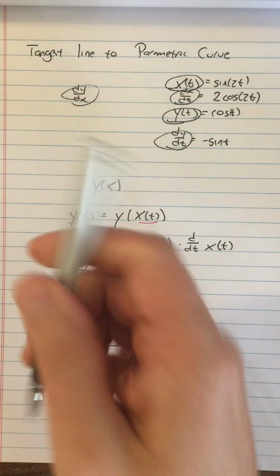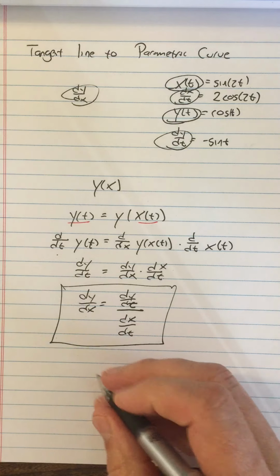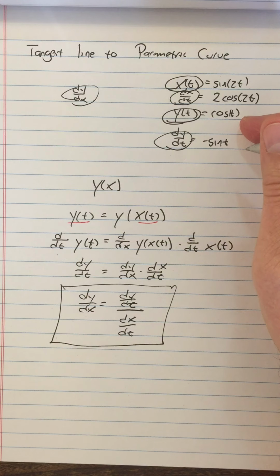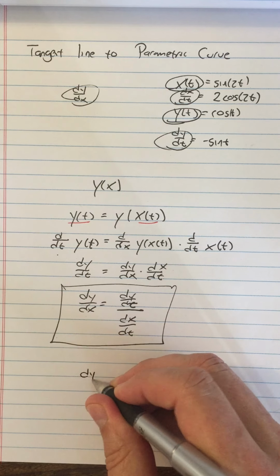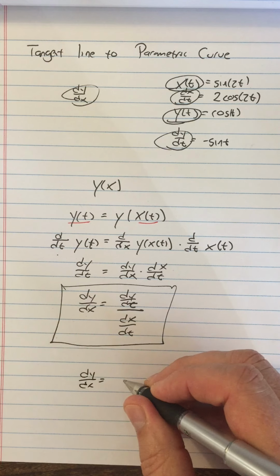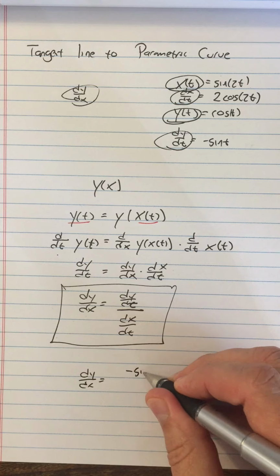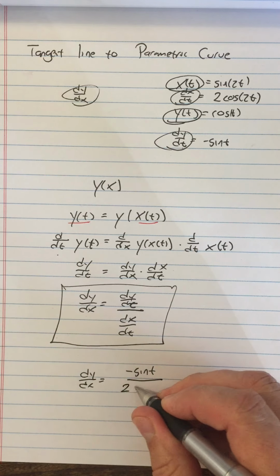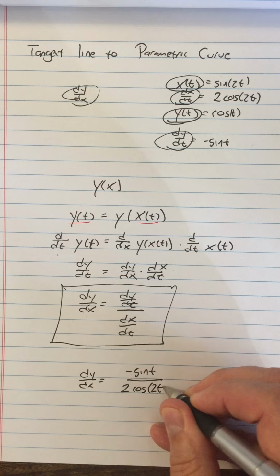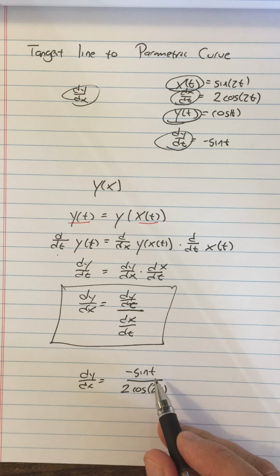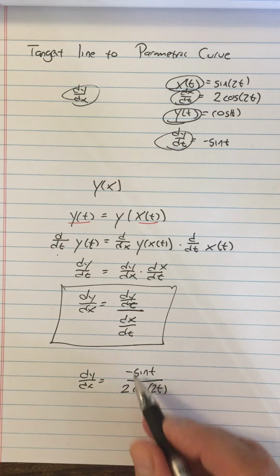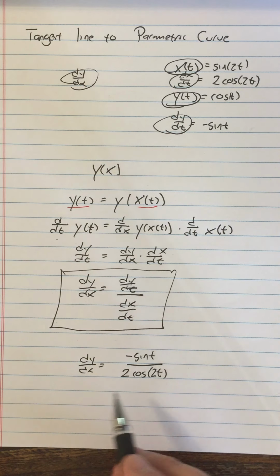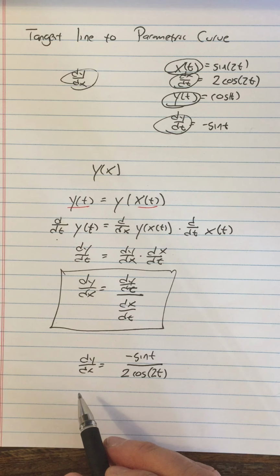So in particular, for our curve, x of t equals sine of 2t and y of t equals cosine of t, we can say that dy dx is equal to our dy dt, which is negative sine of t, over our dx dt, which is 2 cosine of 2t. Now, be aware that you cannot simplify that, since the variables here don't match, we can't call this tangent or anything like it.